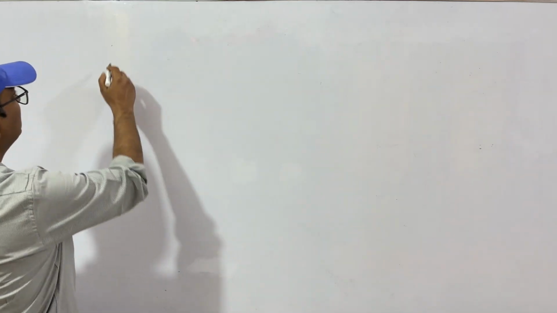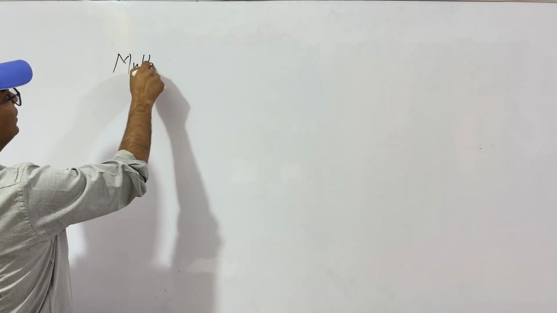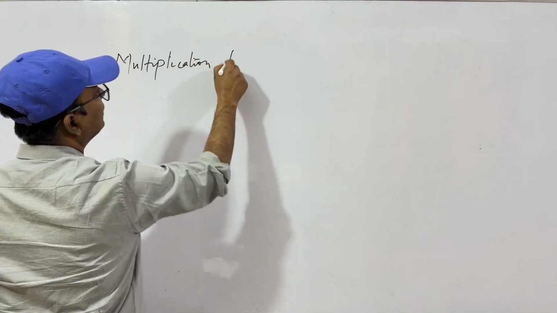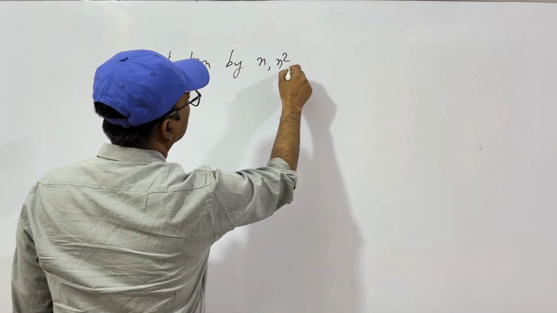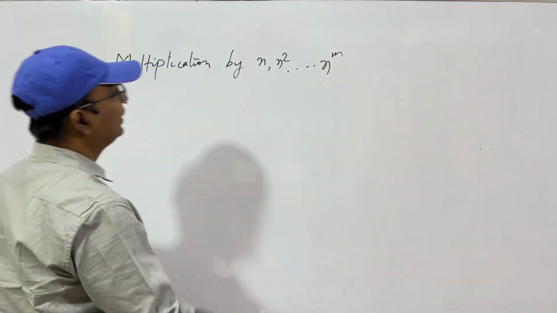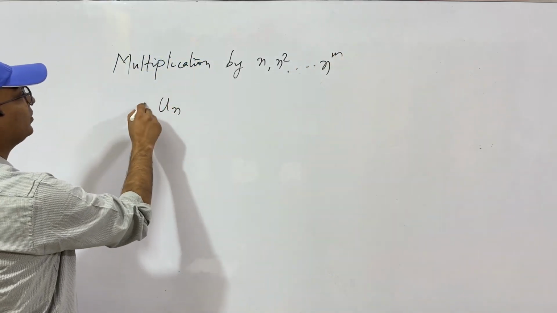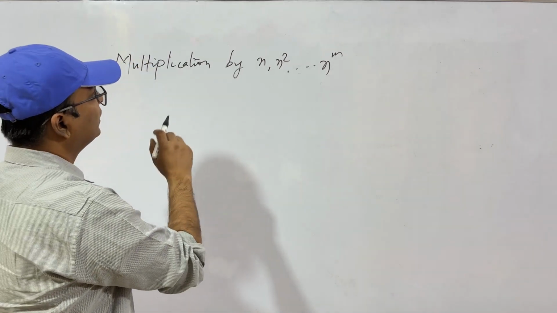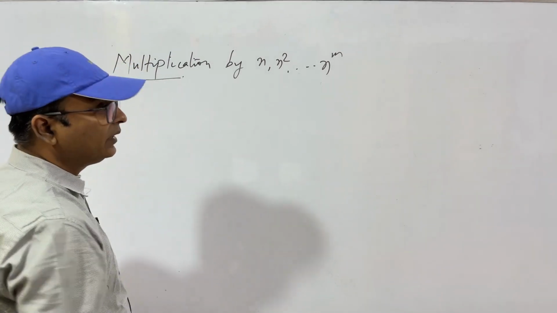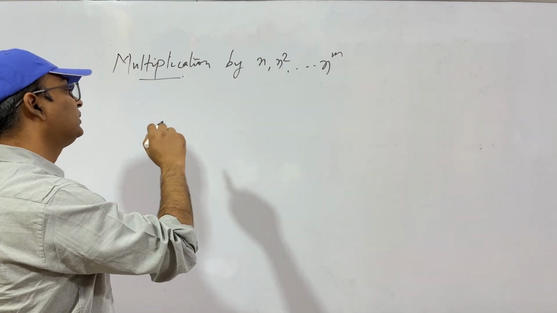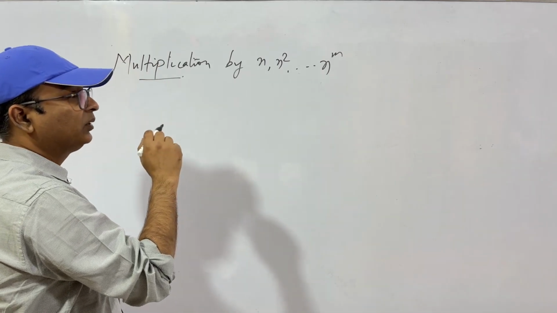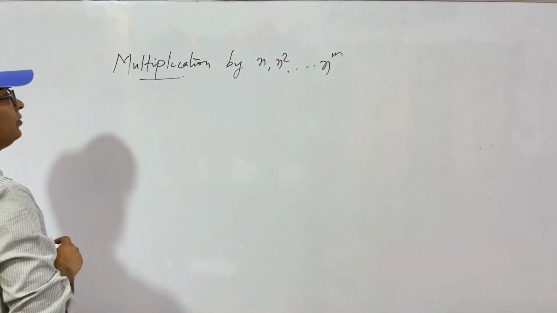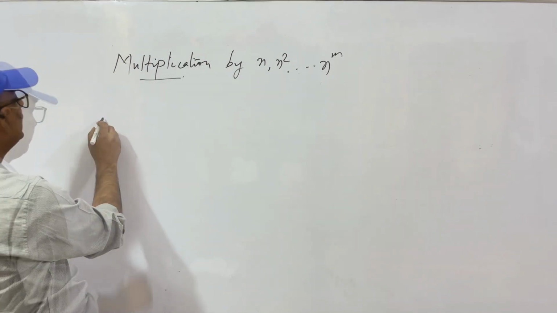Now let's see one more property. This is very handy. Multiplication by n square and so on, into the power m. You have any function un, if it is multiplied by n or n square. We have seen it in the starting also, how to get these values. Now we'll have another way to solve it. Initially what we used to do was multiplying by n to the power p. That was another way. Now let's see if the multiplication is like this, what we do.